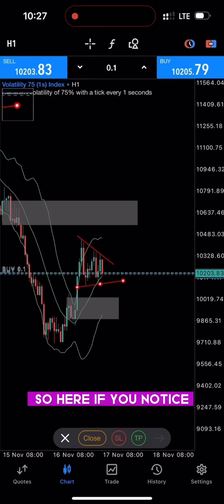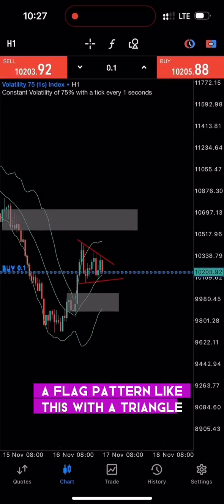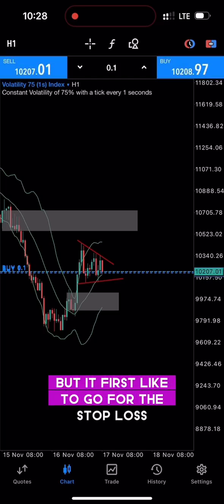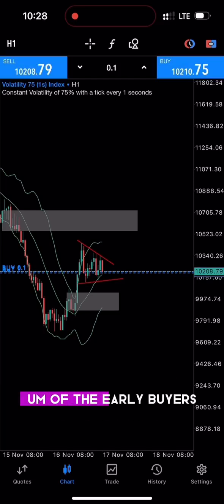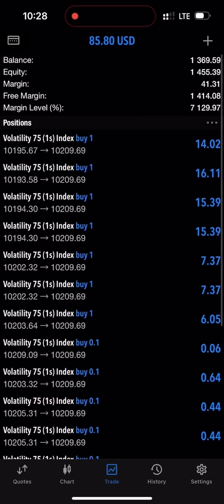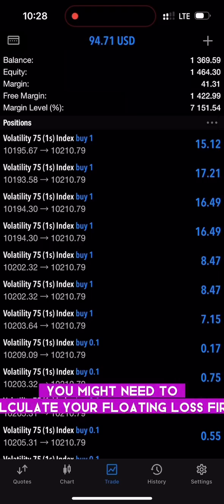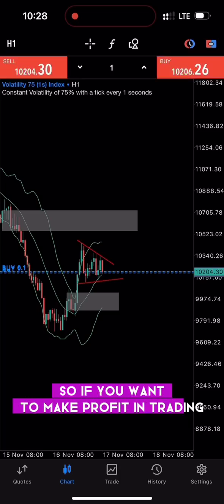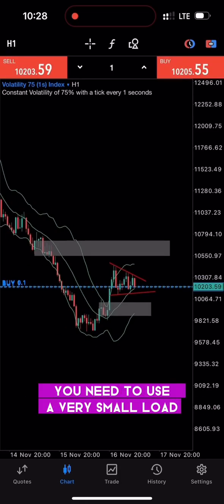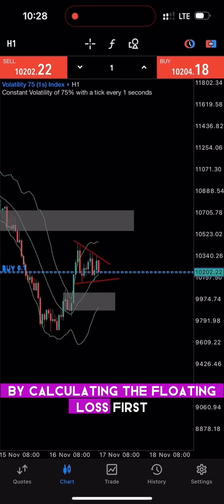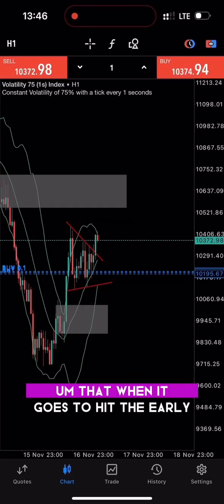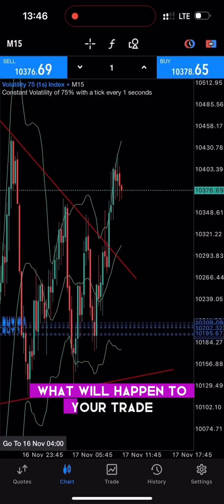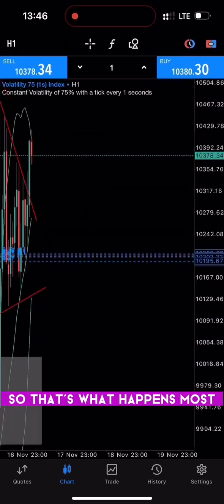So here, if you notice a flag pattern like this with the triangle, just know it's going to go up, but it first likes to go for the stop loss of the early buyers. So bear that in mind. You might need to calculate your floating loss first, but definitely the trade will go up. So if you want to make profit in trading, you need to use a very small lot by calculating the floating loss first, so that when it goes to hit the early buyers or the early sellers, you know what will happen to your trade. So that's what happens most.